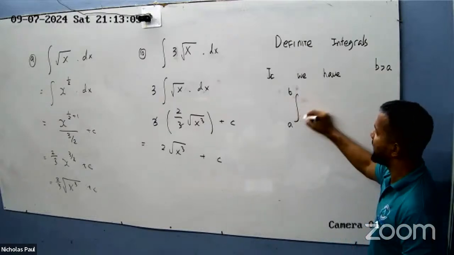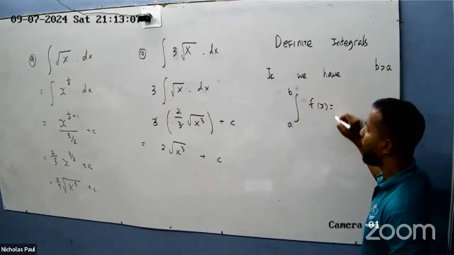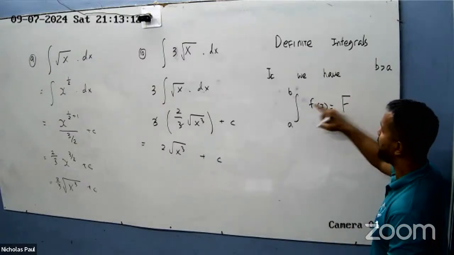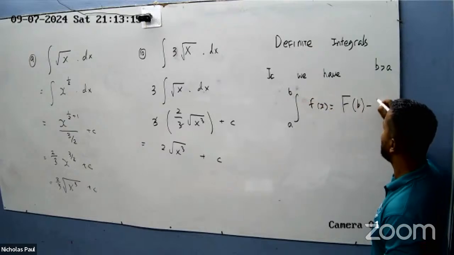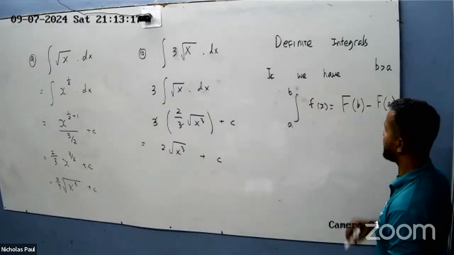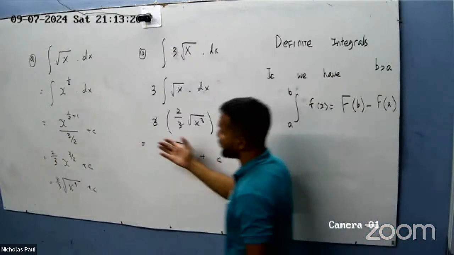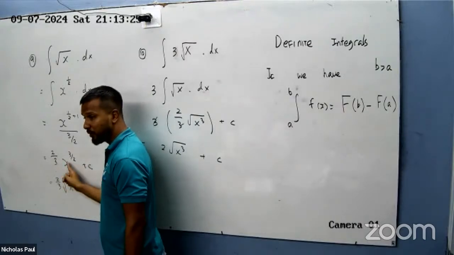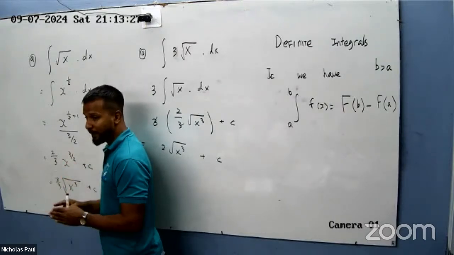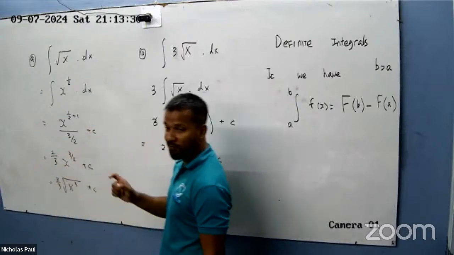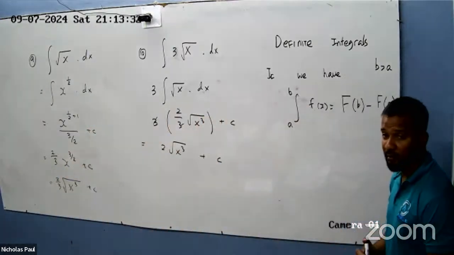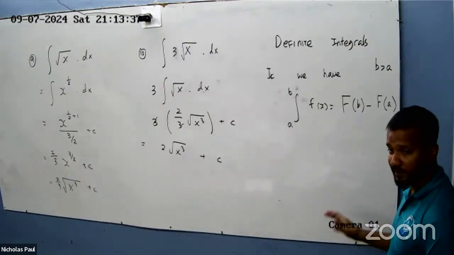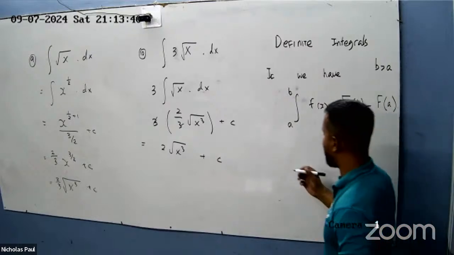If I give you something like this, all you have to do is integrate just like normal and plug in b, and minus the value you get when you plug in a. So basically you're doing this. Integrate, plug in the b value, work it out, plug in the a value, work it out, and then minus it. And you'll get a numerical value. That's it. Okay?